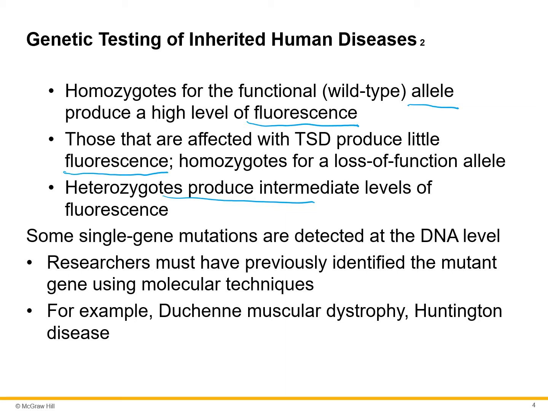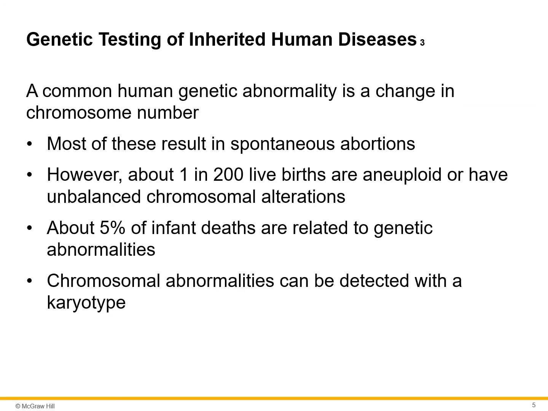There are a number of these available using various biochemical detection methods. But many other disorders are detected at the DNA level, where they actually look for the abnormal allele to determine if a disorder is present or not. That can be done by various methods, some by electrophoresis. It depends on the particular disorder.